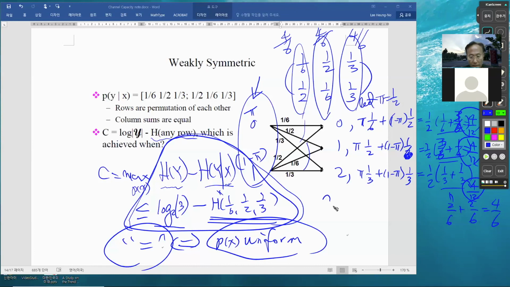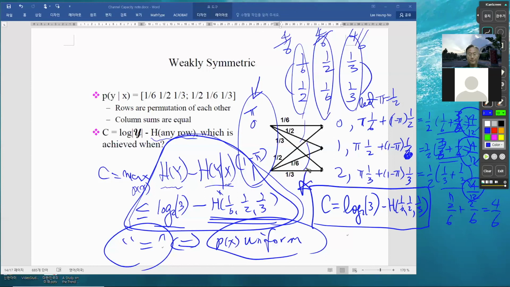For the capacity, it has to be log base 2 of 3 minus the entropy of the conditional distribution. So that has to be the capacity. Don't leave the maximization sign in the expression of the capacity. So this should be the capacity. Okay, that's the capacity of a weakly symmetric channel.